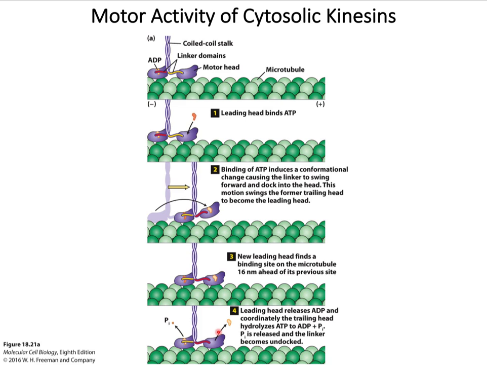In step 4, the leading head releases the ADP, and since it is not bound to a nucleotide, the interaction of the head and the microtubule is very light. At the same time, the lagging head hydrolyzes the ATP to ADP, and the cycle continues and repeats again. So this is very similar to the way myosins walk along actin. So that was a cytosolic kinesin, and that is all we are going to say about them.